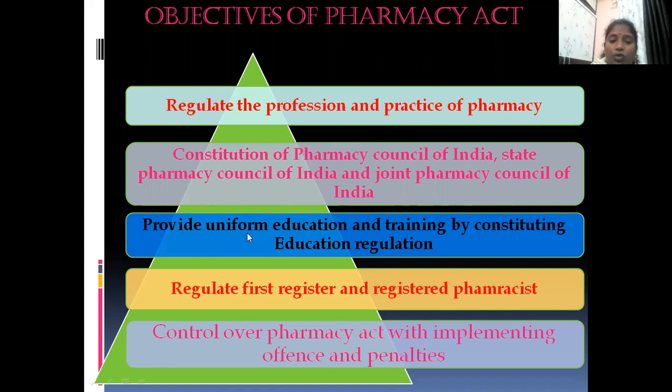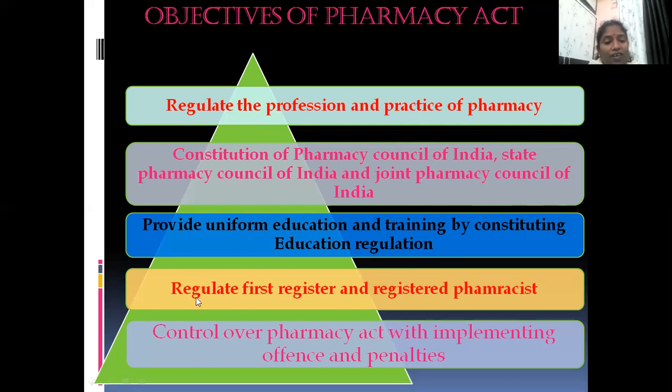Next is to provide uniform education and training by the Constitution, through education regulations. Education should be uniform throughout India. For example, suppose each university had a different pharmacy syllabus; it should not be like that. So now we have implemented only one syllabus for pharmacy across India, that is the PCI syllabus. The goal is to provide uniform education, and the training program should also be uniform, by constituting the education regulations.